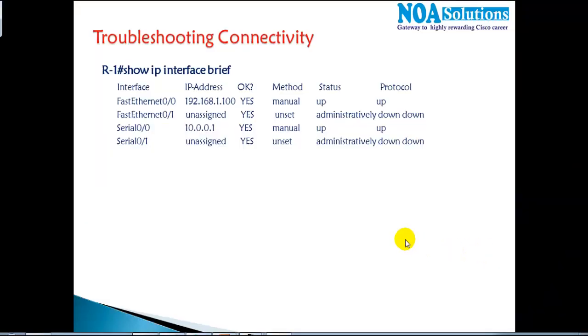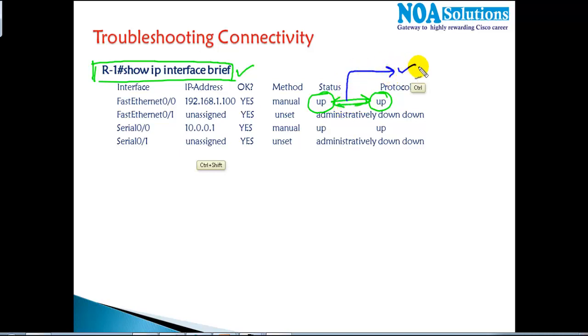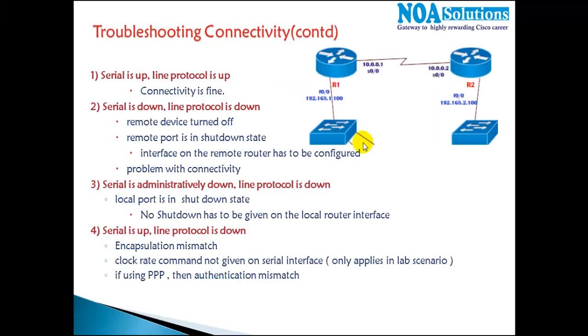Now in this section we'll see some of the basic troubleshooting connectivity commands. Most of the time, if you want to verify the status of the interface, we use the command show ip interface brief. And when I give show ip interface brief, mostly you'll see the status messages as up and up. Whenever you see up and up, it means that the configuration is okay. But if you don't see up and up, there is some problem.